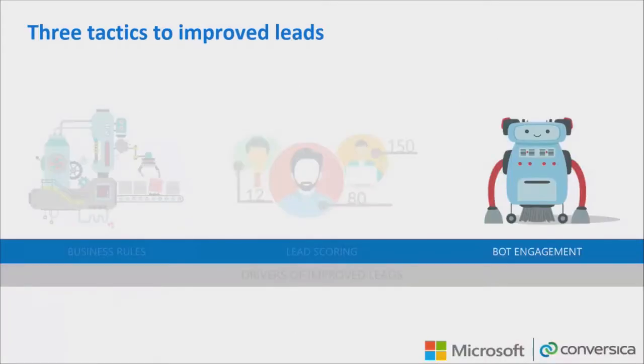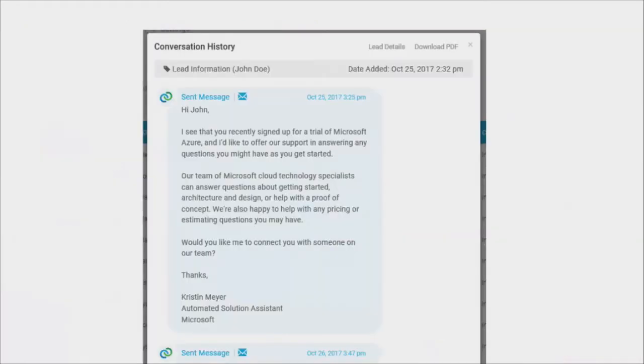Now we'll move on to how we're actually using the bots. This is a screenshot of Conversica, and what one of the emails says: Hi, John, if you recently signed up for a trial of Microsoft Azure, we're here to help you if you have any questions getting started. We have technology specialists. That's a very important thing for our customers, to be able to talk to a technology specialist to answer questions about getting started. Would you like me to connect you with someone on our team?